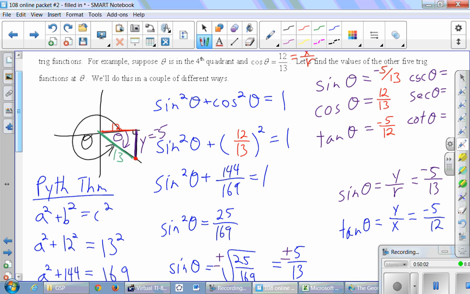And that's the hard work. Easy work, if you've lined it up right, is to just flip over each of those numbers. So cosecant is the reciprocal of sine, so negative 13 over 5. And secant is positive 13 over 12. And then cotangent is negative 12/5.